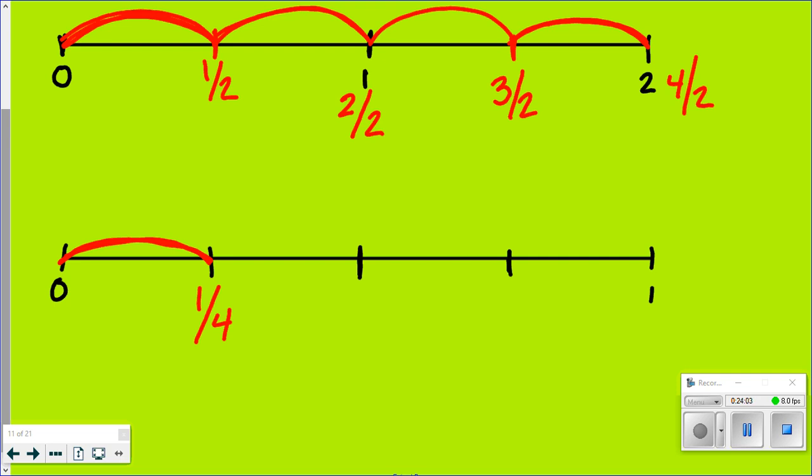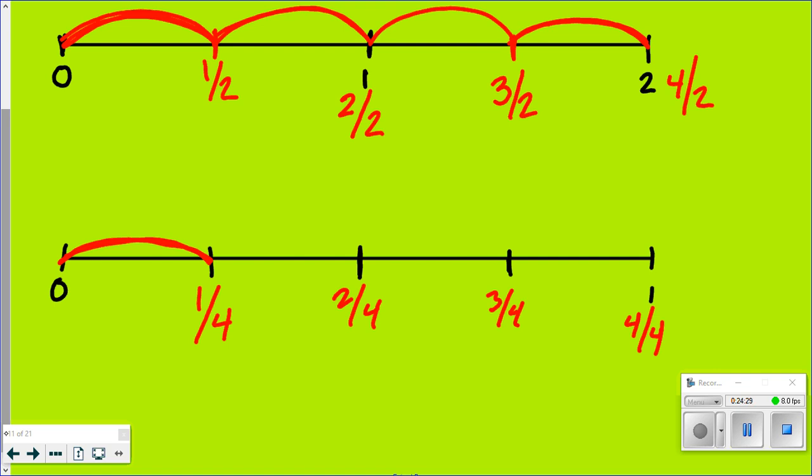What if I did another jump? 2/4. What if I did another jump? 3/4. What if I did another jump? 4/4. Could I keep going? Yes. Well, we're stopping here. We're going to stop at 1 because that's where our number line ends, but we could keep going. We could go 5/4, 6/4. We could do 100/4. We could keep going.